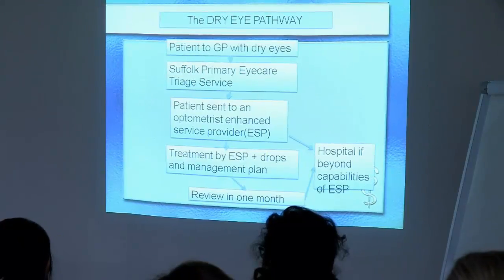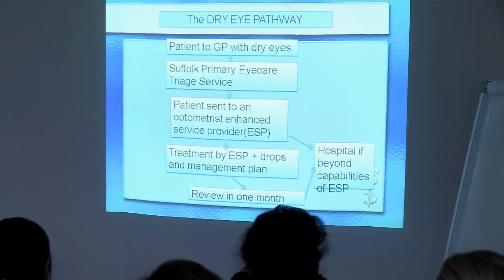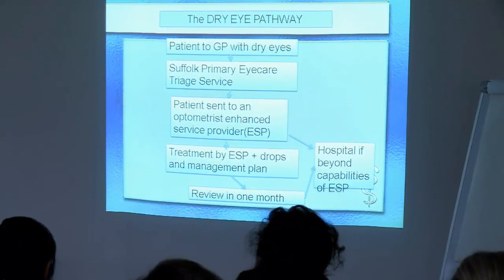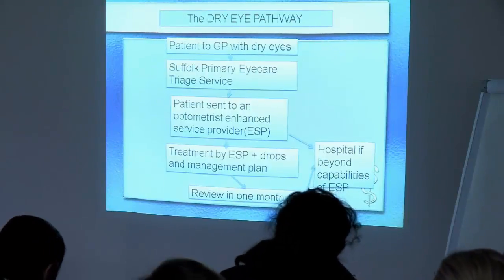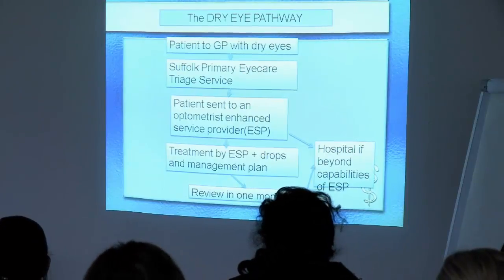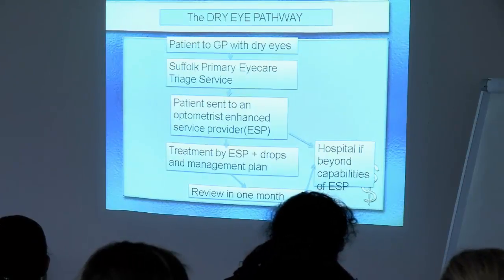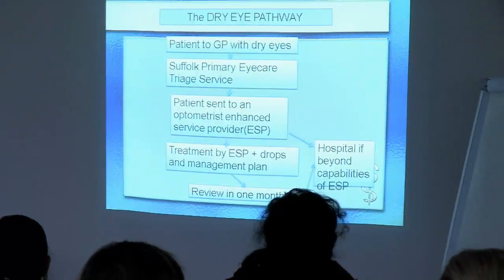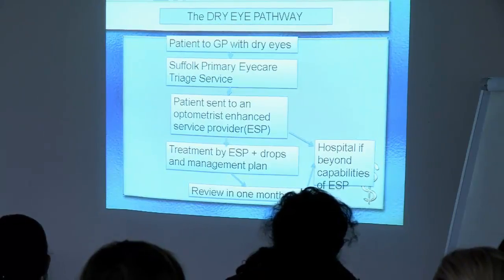I found this very interesting pathway which was developed in Suffolk, where they were referring it to the primary eye care tri-service, which is the optometrist-led service, and again, obviously, to economize things. And if they couldn't get a result, then only the patient was referred on to the hospital. What I couldn't find out is their audit of how successful this was, but I thought it was interesting because that's the way things are going at the moment.